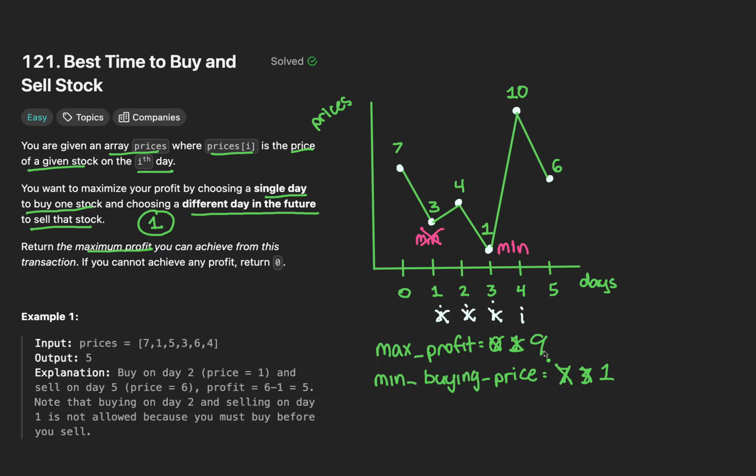The last thing we ask is that on day 4, would we rather buy the stock for a price of 10 or the minimum found so far of 1? It's obviously the 1. This variable remains unchanged.